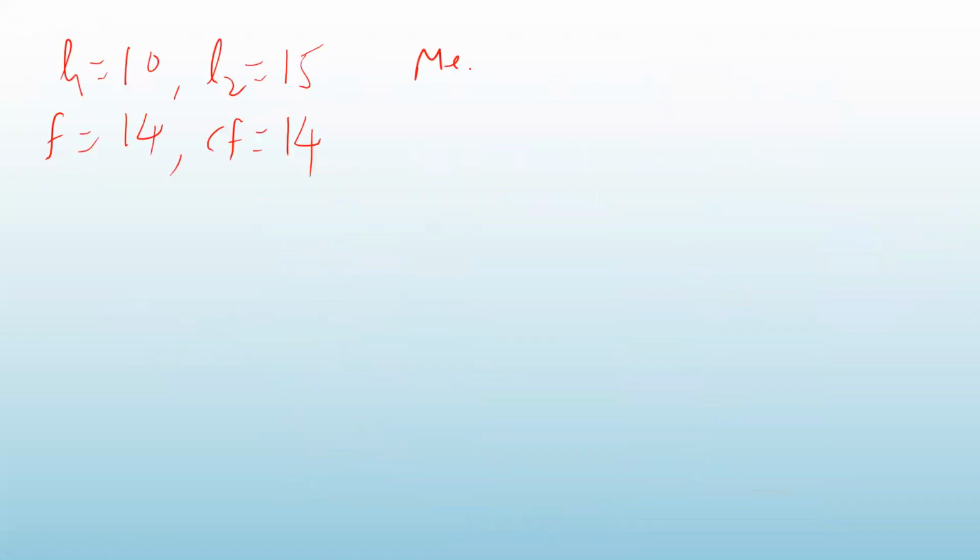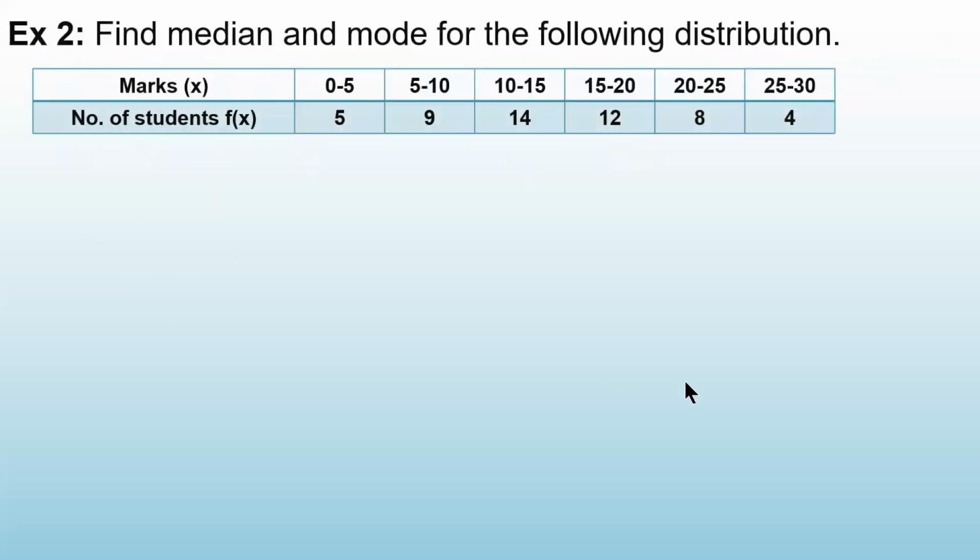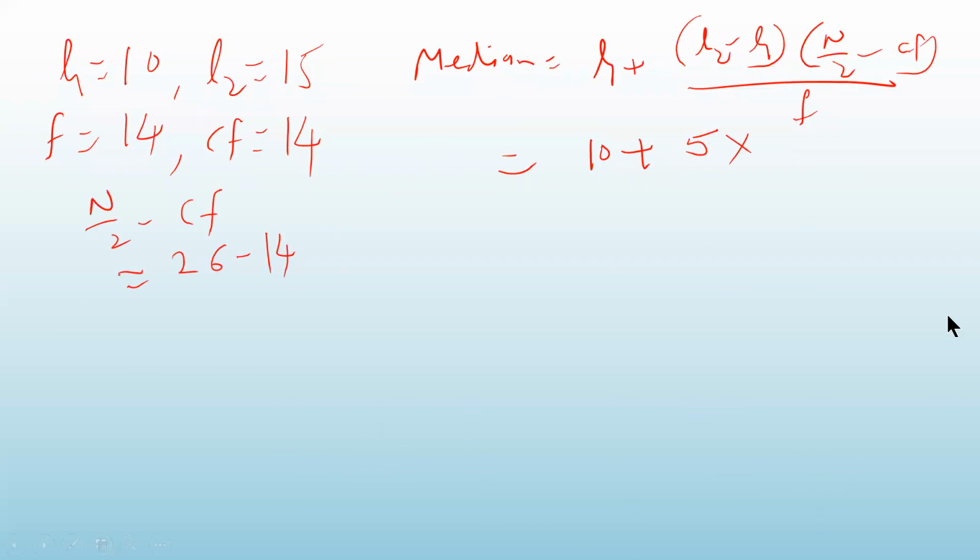So median is equal to L1 plus (L2 minus L1) into (n by 2 minus CF) divided by F. So L1 is 10, L2 minus L1 is 15 minus 10, that is 5, and n by 2 minus CF. What was the value of n by 2? It was 26. So 26 minus 14, that is 12. So 5 into 12 divided by 14.